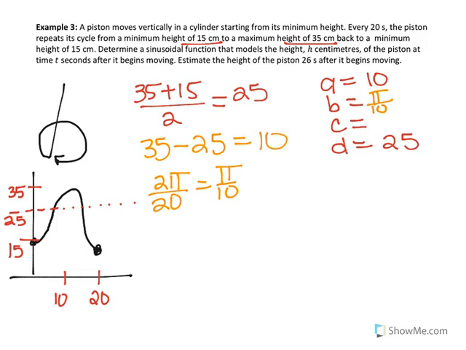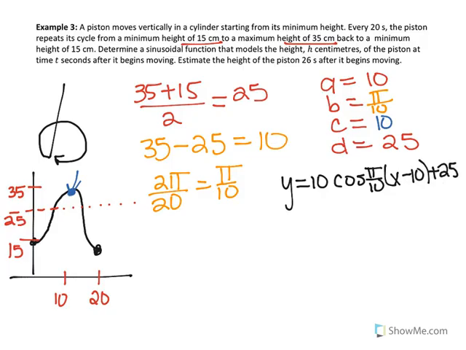And to figure out our function, because I can see where it's going to hit the first maximum, I'm going to do a cosine function, and I know it's starting 10 seconds to the right. So my equation is going to be y equals 10 cos pi over 10 x minus 10 plus 25. And it has to be cosine because it's where we start at the first maximum.